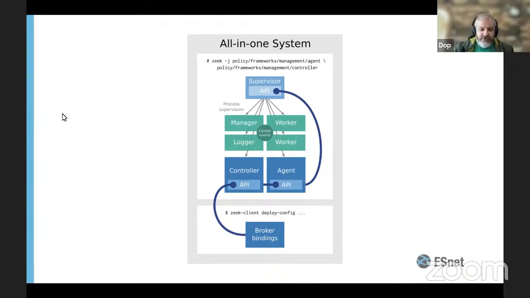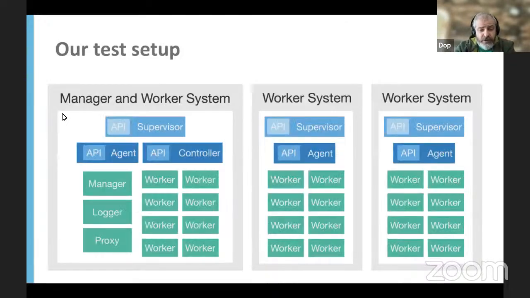So removing a lot of the lines and arrows, this is what we're doing. We have the 3 physical systems running workers on all of them. One of them also does the manager, logger, proxy stuff. So far, that seems to work just fine, just having those on one of the systems.